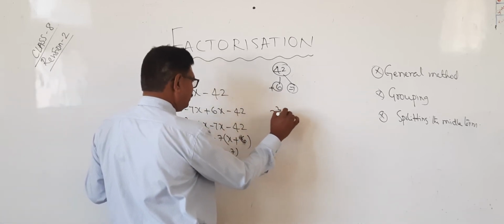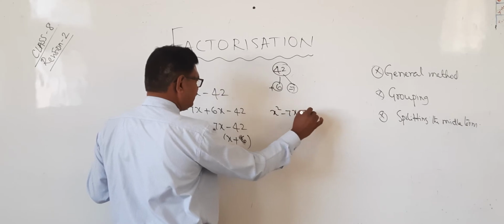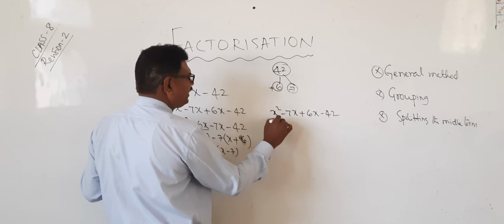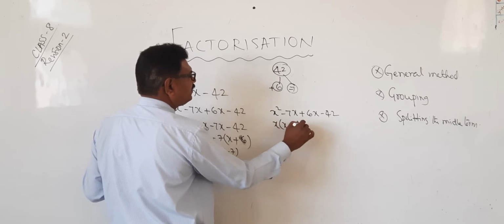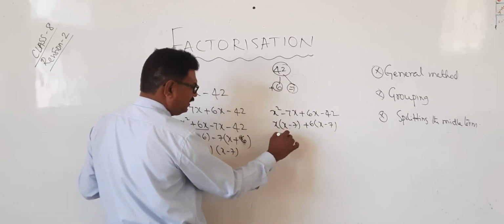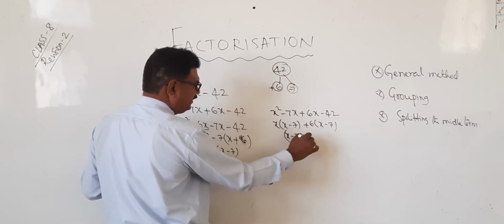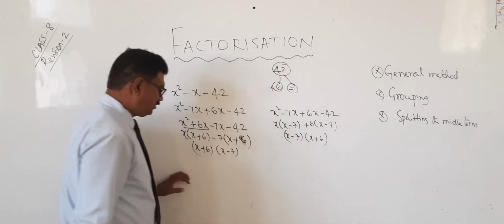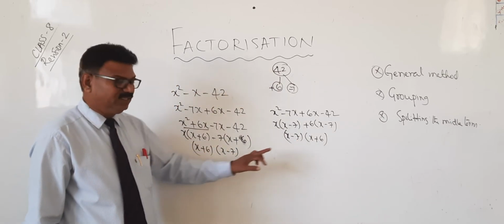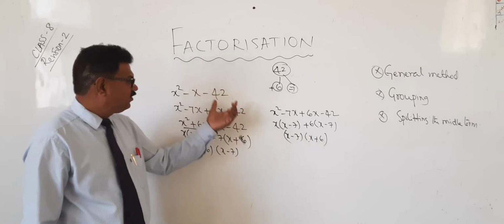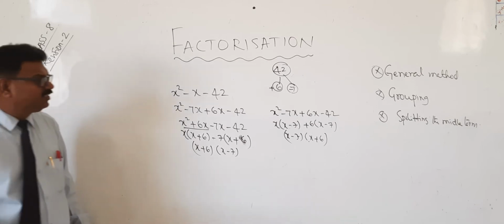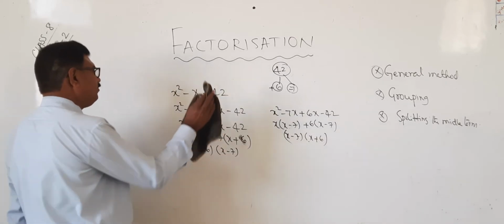How? X square minus 7x plus 6x minus 42. Now if you take x minus 7 common, therefore x minus 7 into x plus 6. Okay na? Therefore, whichever method you want, you calculate. Okay? So this method is known as what? Splitting the middle term.